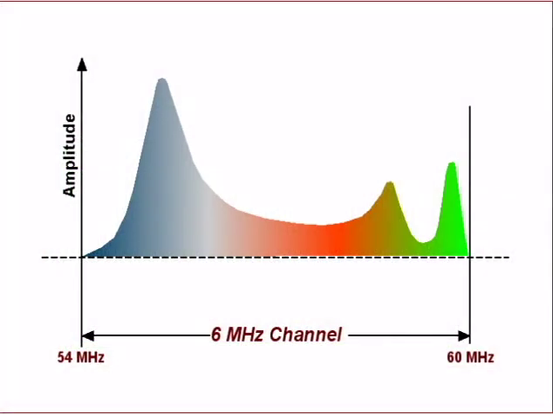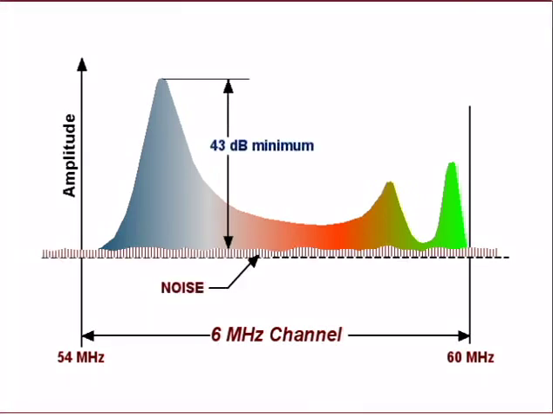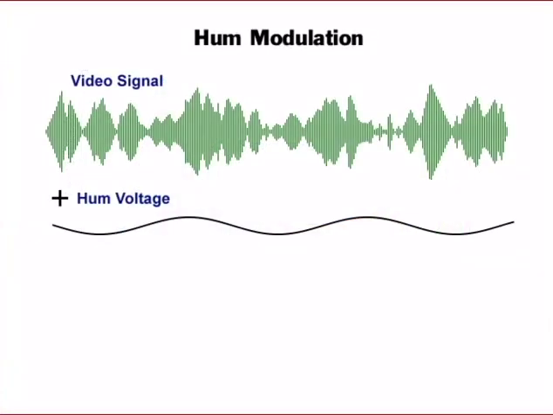The regulation also specifies a minimum 43 dB carrier-to-noise ratio at the outlet. This means that any noise present on a channel must be at least 43 dB below the amplitude of the visual carrier. Another attribute that Part 76 defines is the hum modulation level on a video signal.